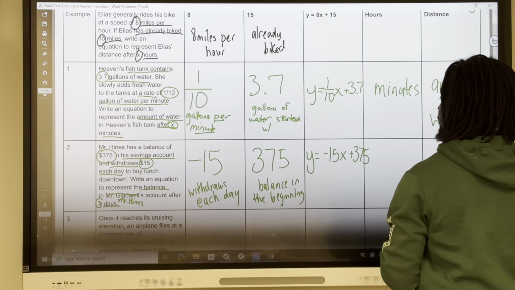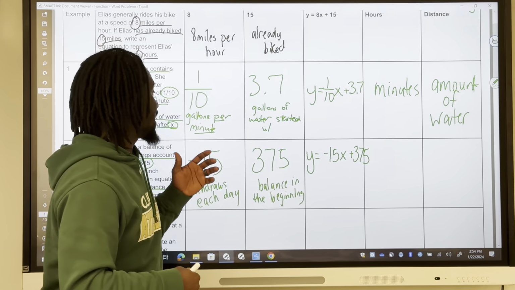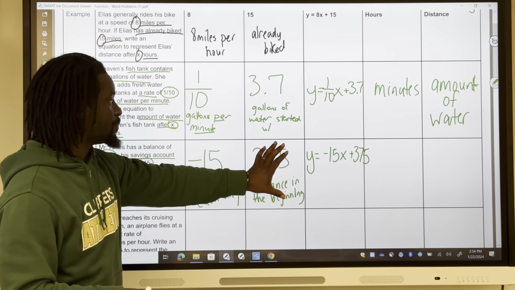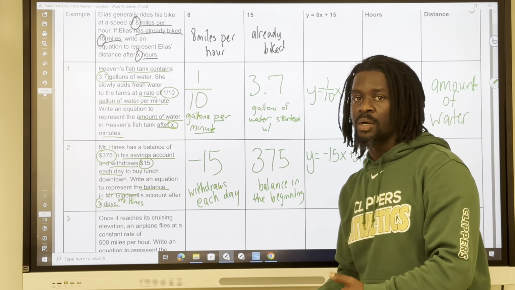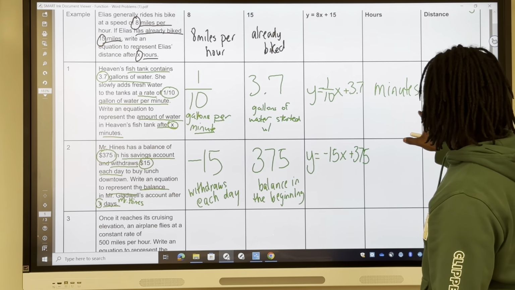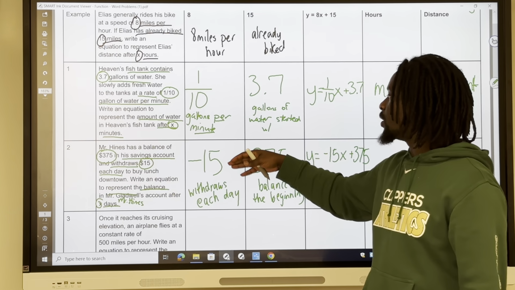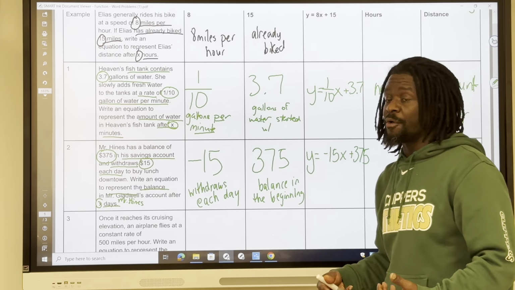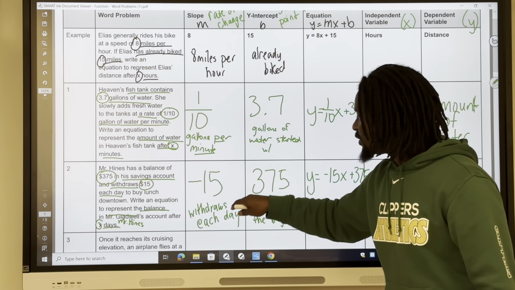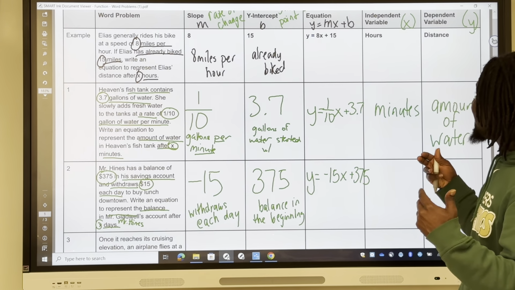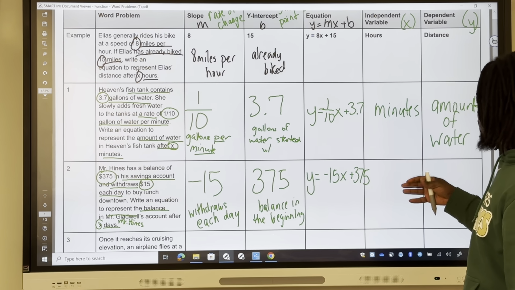Took the slope, plugged it in for the m, took the y-intercept, plugged it in for the b. Okay, now I need to figure out what is the independent and dependent variable here. Again, remember the independent variable is always the variable that's with the slope. Okay, so again, what is changing? Well, I'm taking out $15. How often? Each day. So each day I'm losing $15. So the independent variable, the thing that's with the slope, is the number of days.